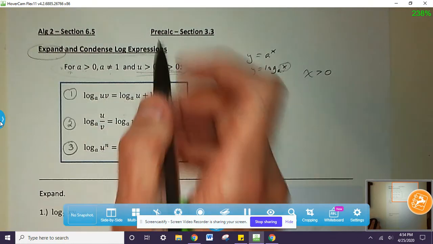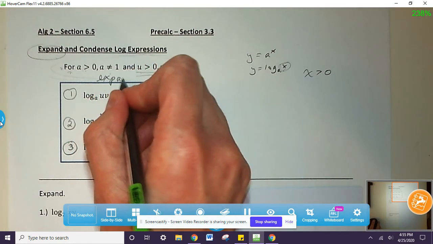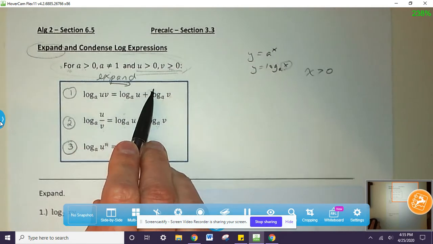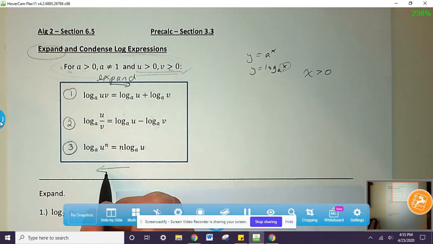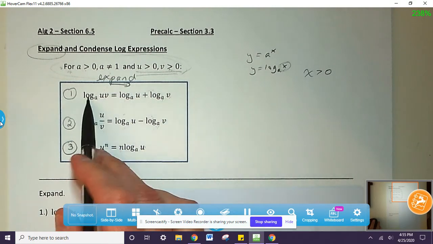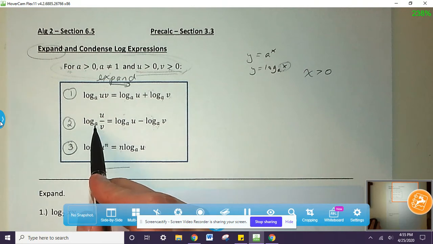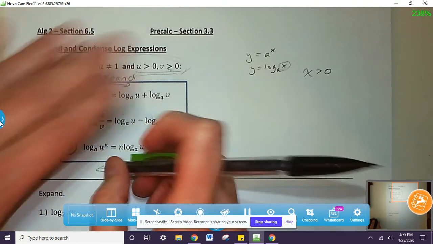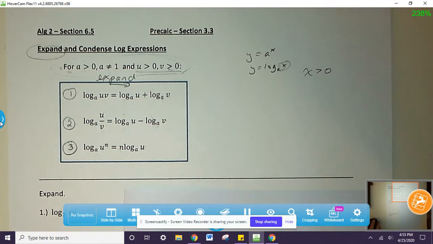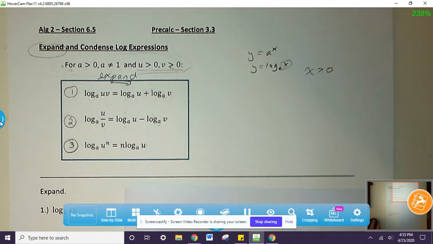So today we're going to expand. And when we expand, we use the properties going this way, from left to right. The next lesson, we're going to condense, where we take from this side, we take a sum of two logs and make it one log, or difference of two logs and make it one log, and so on. But that'll be the next lesson. For today's lesson, we're just going to do expanding. So let's begin with some one-step problems.